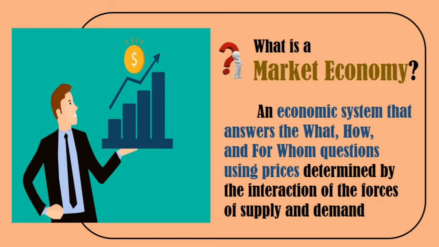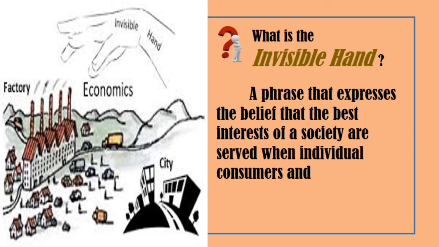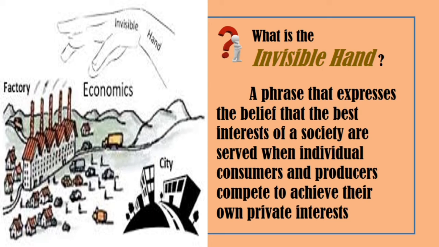Now, I guess you are familiar with Adam Smith. Being the father of modern economics, he believed that a free market economy acted like an invisible hand. Now let's define what an invisible hand is. This is actually a phrase that expresses the belief that the best interests of a society are served when individual consumers and producers compete to achieve their own private interest. And this invisible hand usually appears in societies where market economy is being practiced.